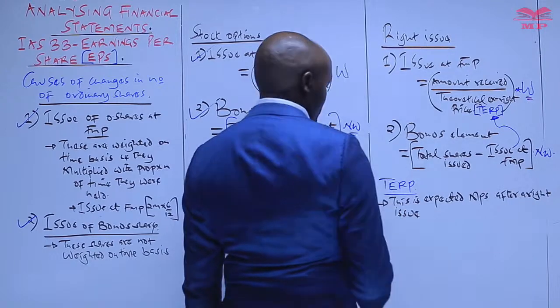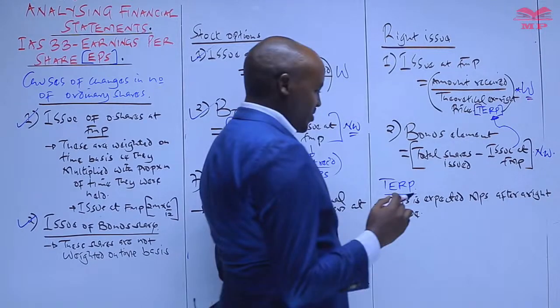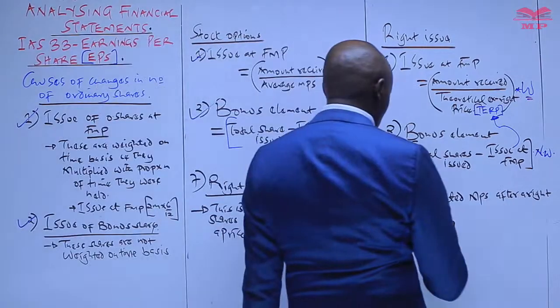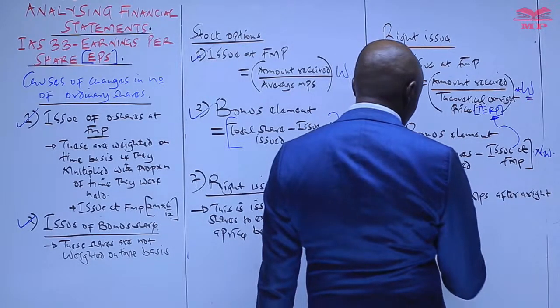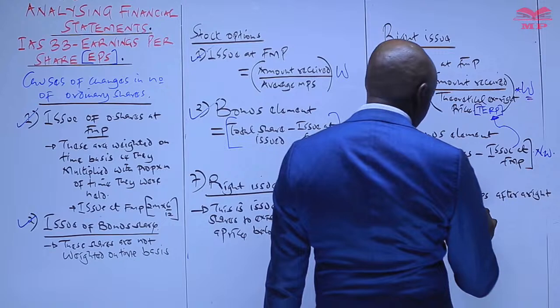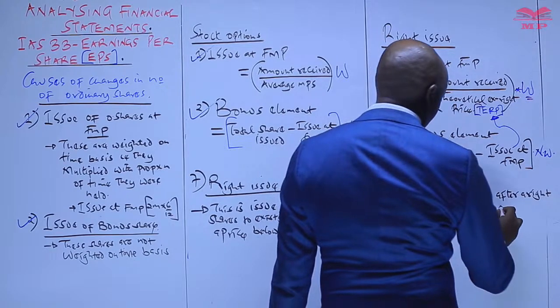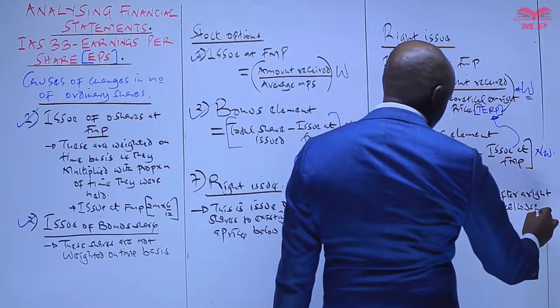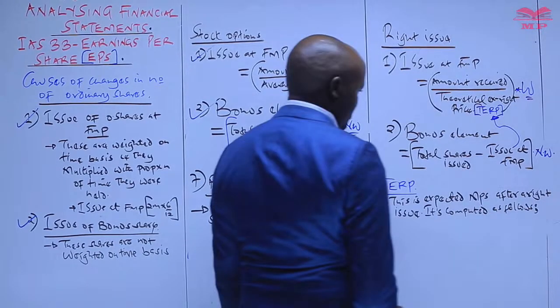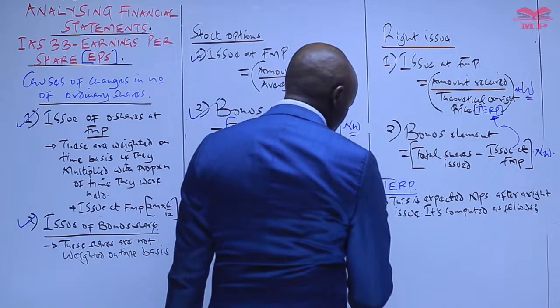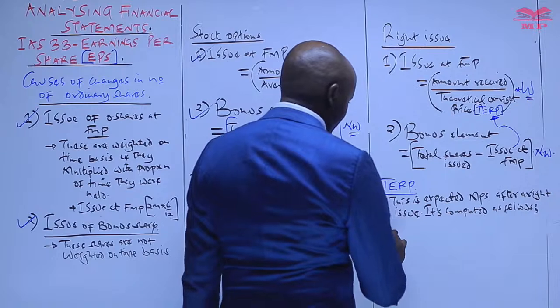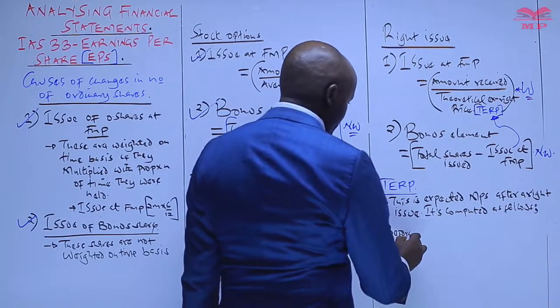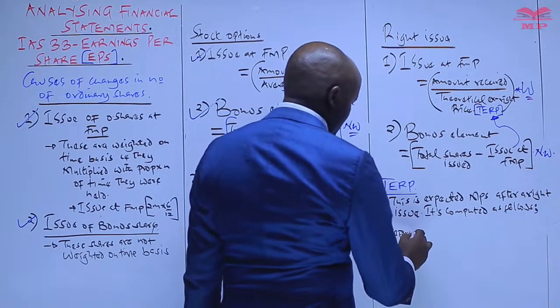And equally, I've said this is a price which the examiner will not have given you. This is something you have to compute. It is computed as follows. To compute the theoretical ex-rights price, first of all, we take into account the shares which were held before the rights issue.